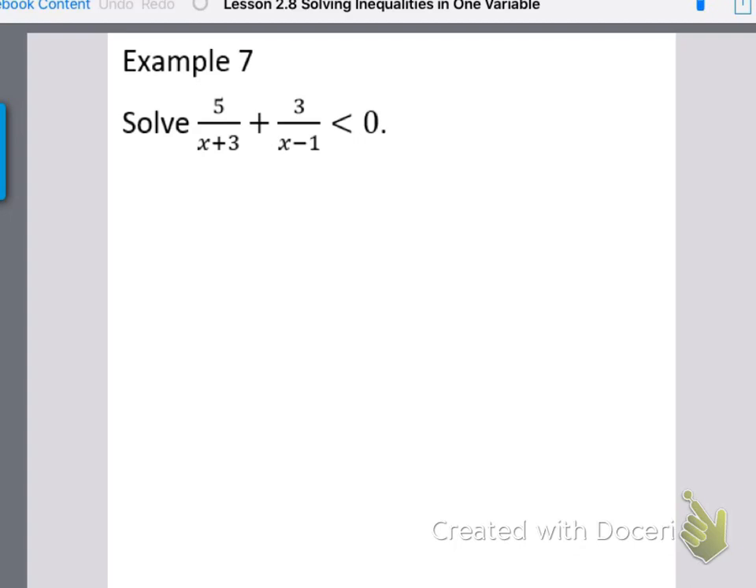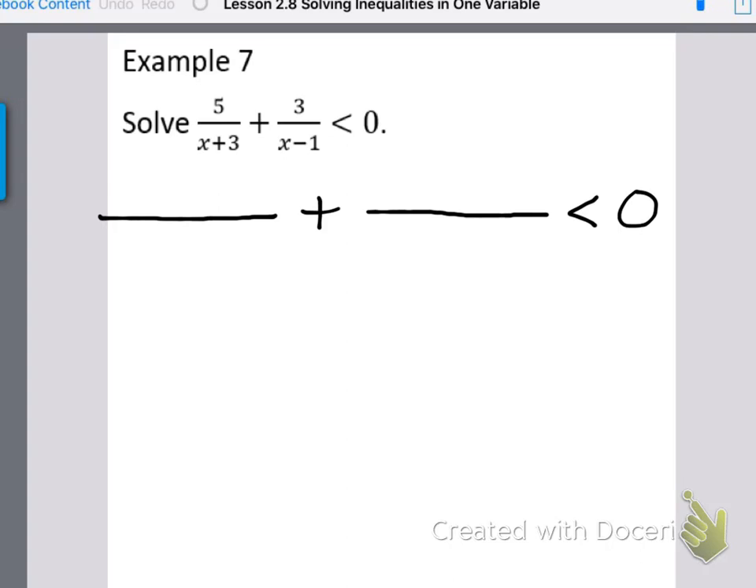Next, they're going to give us an equation to solve. There's a couple of different ways we could do this. The method I'm going to use is to keep the fractions. But what I'm going to do is find a common denominator.